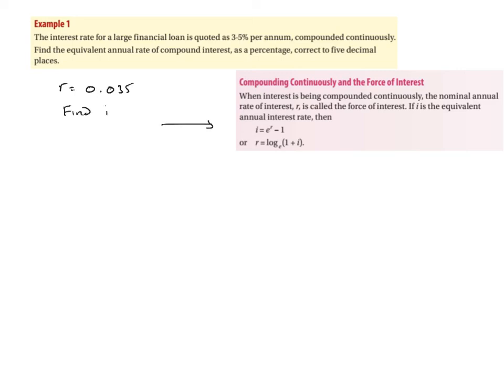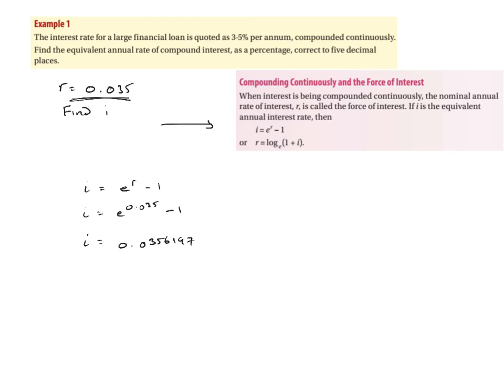So we're going to use this formula here: I is equal to e to the R minus 1. I is equal to e to the power of 0.035 minus 1. Put that in your calculator, and you end up with 0.0356197. Would you expect it to be bigger? Of course you would, because with everything being continuously compounded, you'd expect the annual rate to be bigger than your R value here.